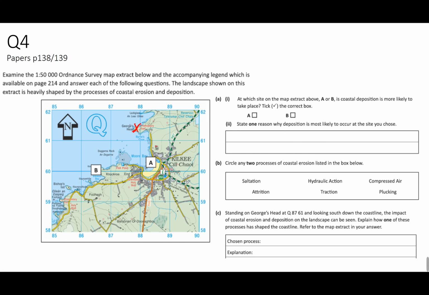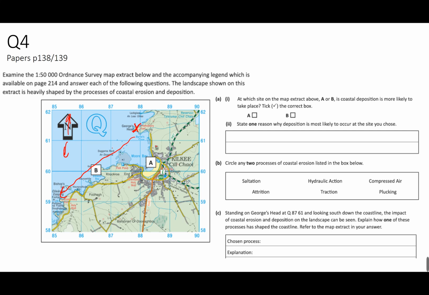Okay, and you are looking south down the coastline. So here's our north arrow, so south is that direction. So we're looking this way down the coastline. It says the impact of coastal erosion and deposition. So they're talking about both processes can be seen. Explain how one of these processes has shaped the landscape, and you must refer to the extract in your answer.